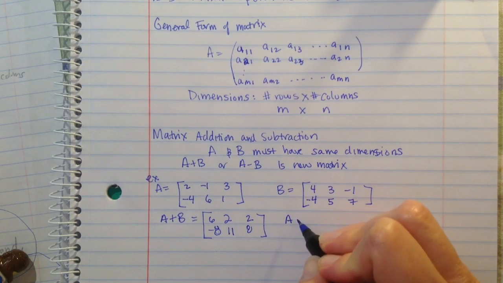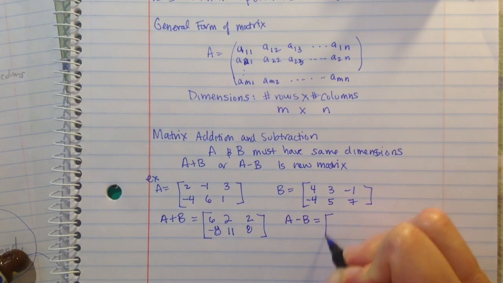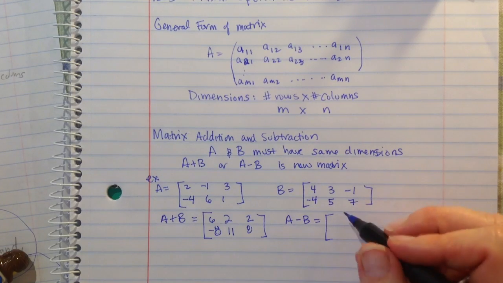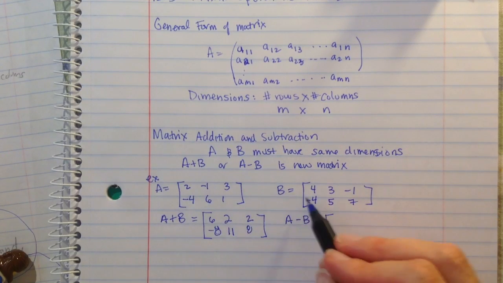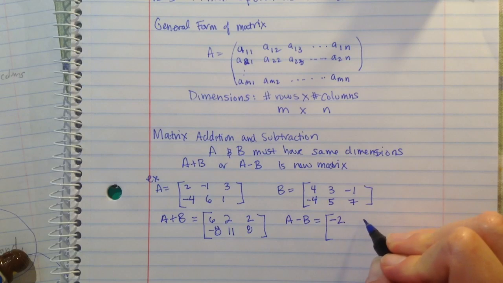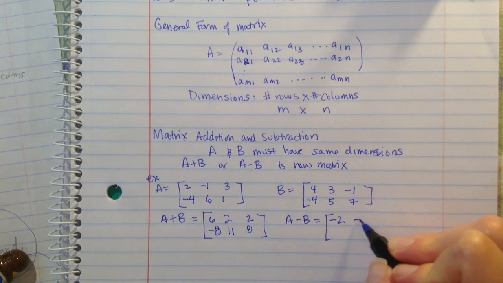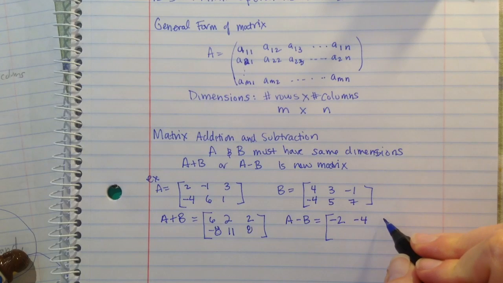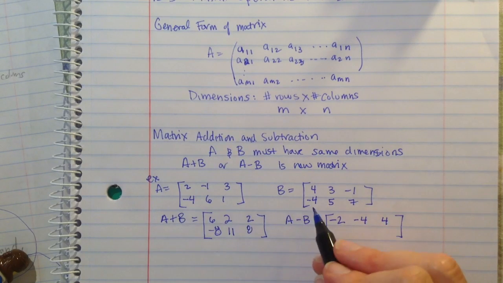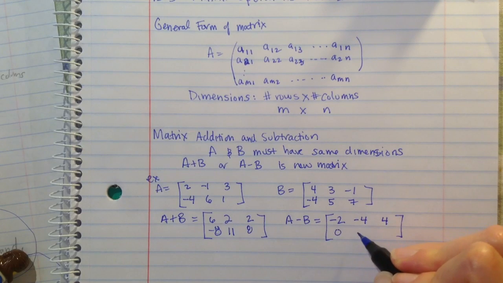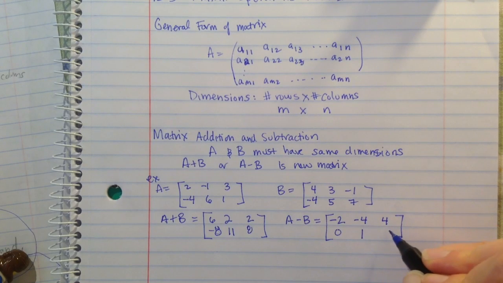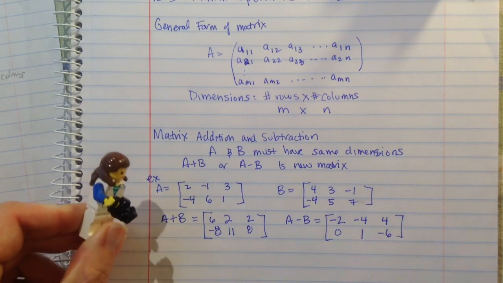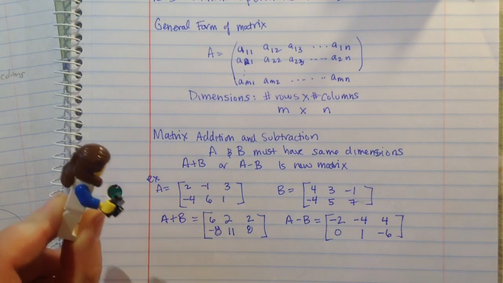And if I want to subtract them, same thing. I'm going to subtract corresponding entries. So 2 minus 4 is -2, -1 minus 3 is -4, 3 minus -1 is positive 4, -4 minus -4 is 0, 6 minus 5 is 1, 1 minus 7 is -6. That is so cool. I'm going to take a picture.